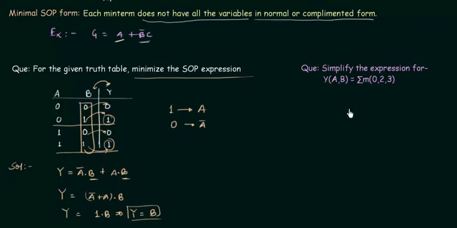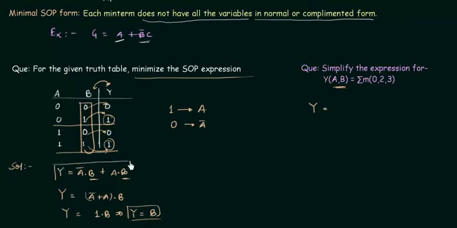And question number 2 says simplify the expression for m equal to 0, 2 and 3. The minterms are 0, 2 and 3. Instead of having the truth table we have an expression like this, in which the minterms are involved, and you can see there are two variables. So let's try to write down the SOP form.